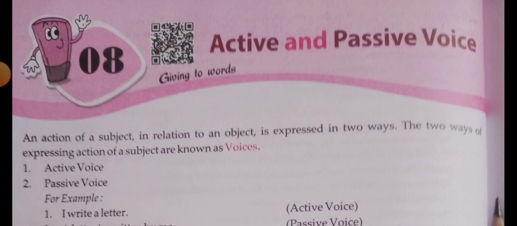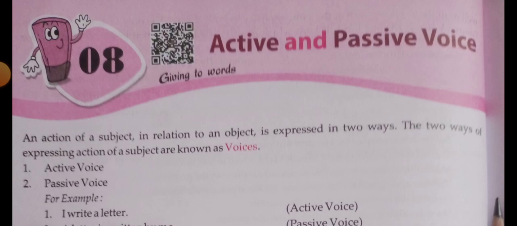Okay, now the meaning remains the same in the voices, but the sequence of words changes. Now see, the sequence of subject and object in active voice is reversed when it is expressed in the passive voice. For example, I write a letter. In this, the subject is I: I plus verb plus object. So in the passive voice, the object comes first, then the verb, and then the subject, which is the one doing the work.